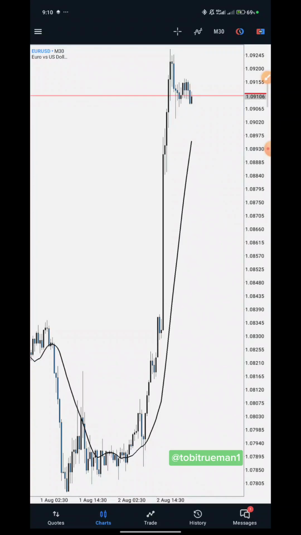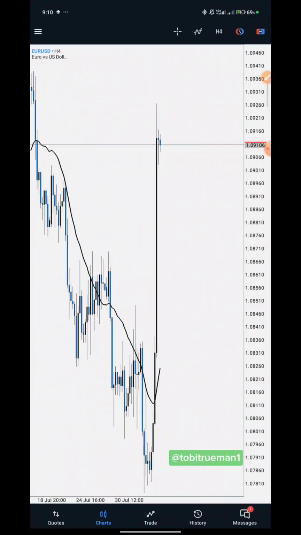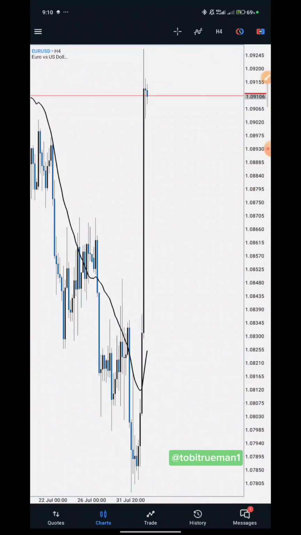So I usually stay put on my 4 hour time frame after understanding the general thing that price is doing on the weekly time frame. That is how I apply the time frames.